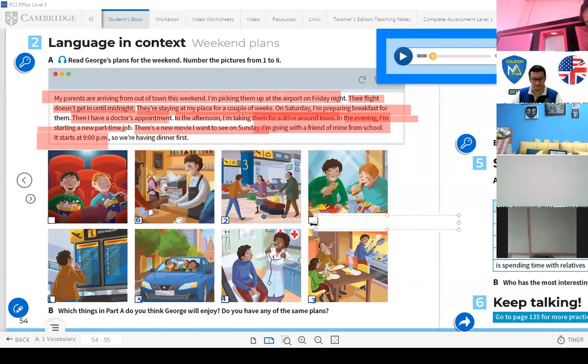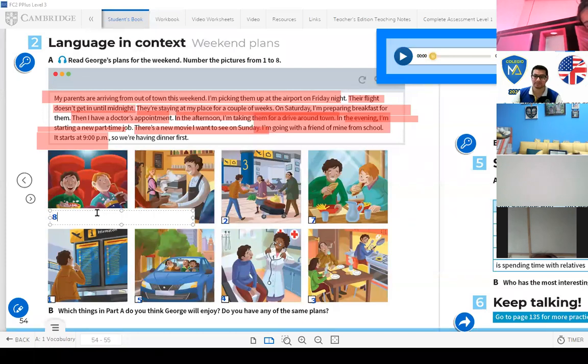I think this is the dinner, number 7, no? And finally, this is number 8. Number 8, the cinema. It's a movie theater, right? The movie. And that's it. You must have this in this order. Yeah. Now let's continue.